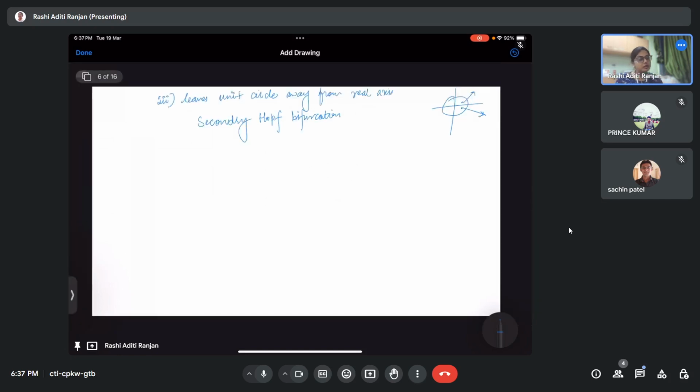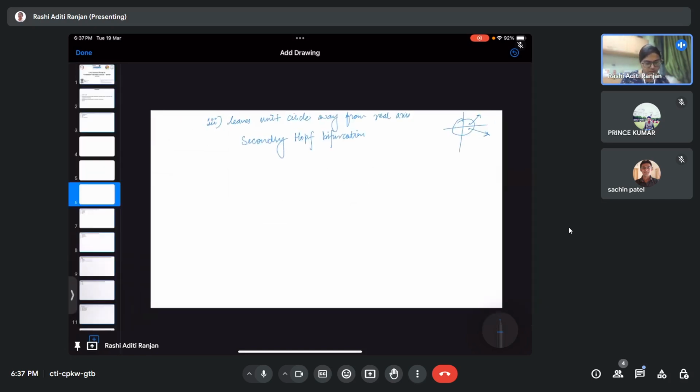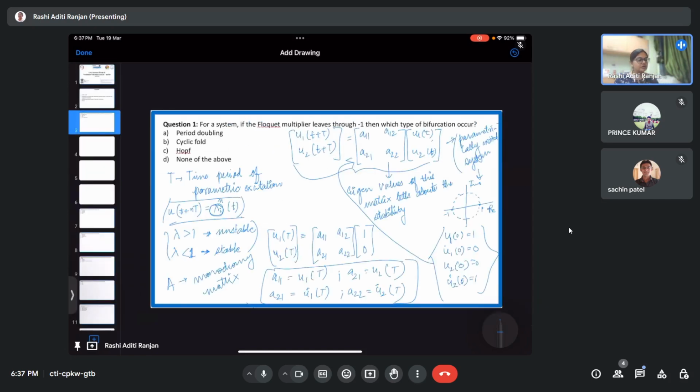Okay, so the question says, what is the question? Let me come to the question. For a system, if the Floquet multiplier leaves through -1, then which type of bifurcation occurs? So you know now that a period doubling kind of bifurcation is going to occur. I hope that it is clear.